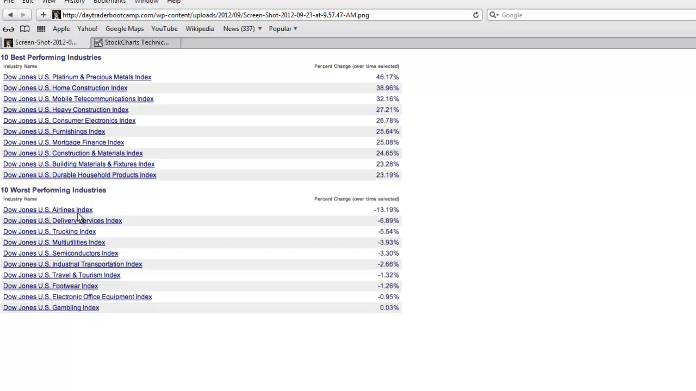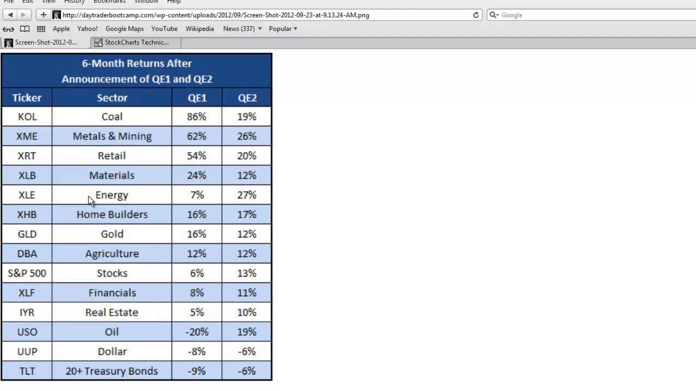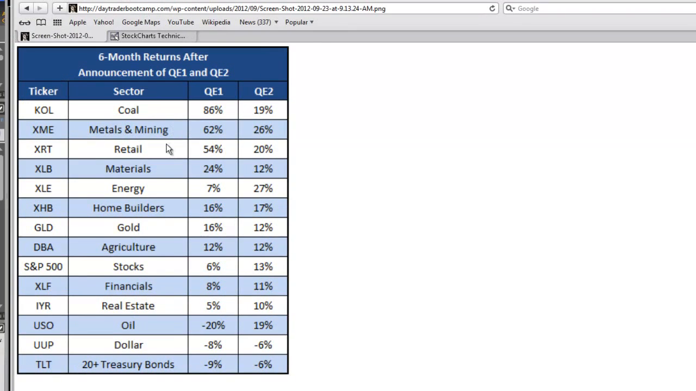So I'm not surprised to see this at the top of the list of the 10 worst performing industries. So this is where I'll be looking. In addition to that, we can look at, during the 6 months after the QE announcement, the sectors that tend to do better. In the past, QE1, QE2, we can see metals and mining, retail, materials, energy, and home builders at the top of the list, and there's gold too.